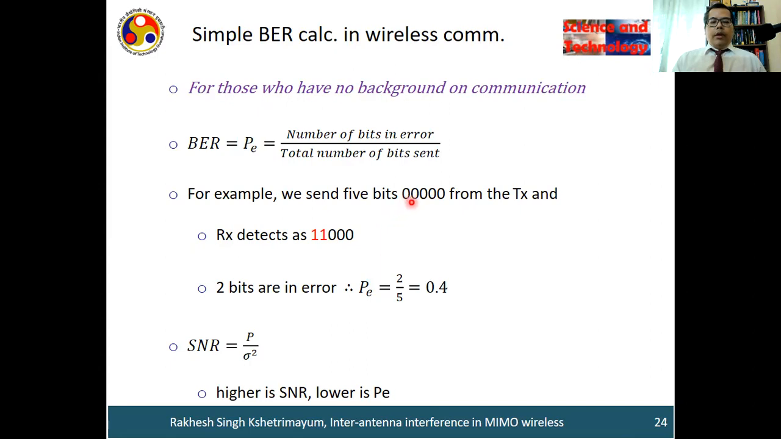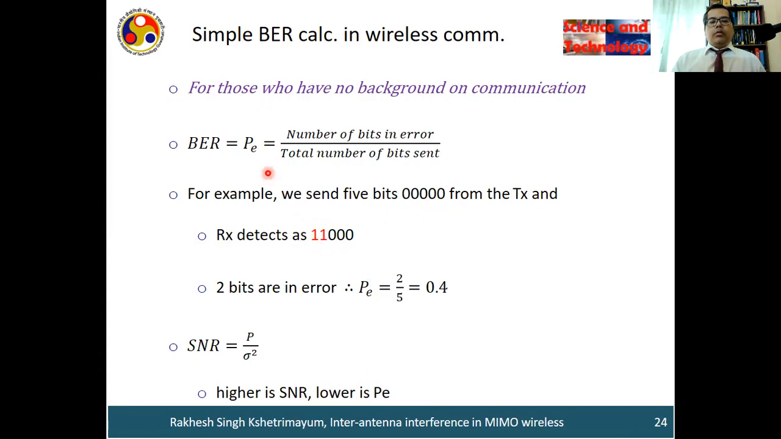Let's say I'm sending 5 bits from the transmitter. The bits we're sending are all zeros, but at the receiver, when I detect them, I detect 11000. So that means I'm sending 00000, but I'm detecting 11000. How many bits are in error? You have 2 bits in error. So how do you find this bit error rate?